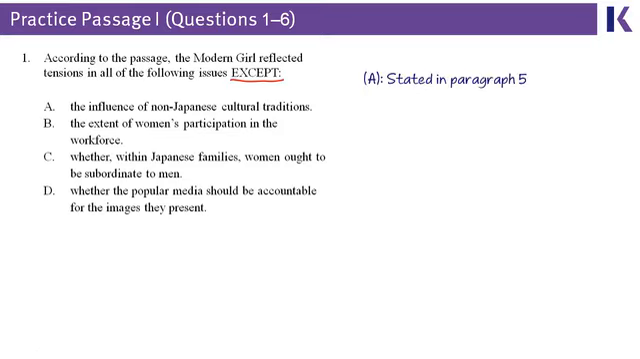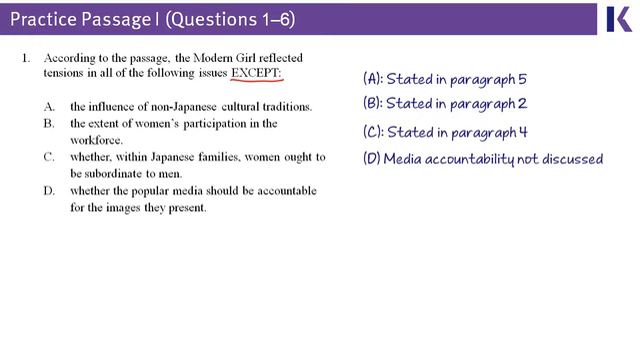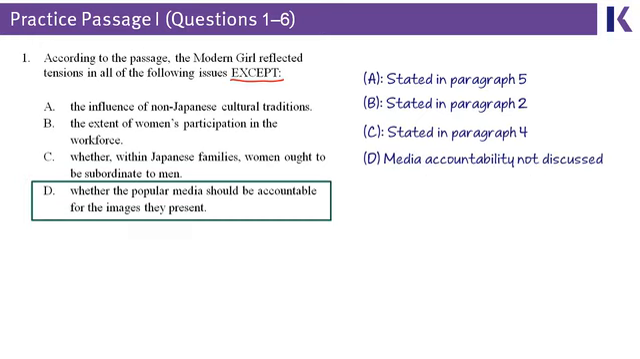Answer choice A, you can find in paragraph 5. Answer choice B is in paragraph 2. And answer choice C is stated in paragraph 4, so D is actually the only answer that works. While the media is discussed, the accountability of the media is not discussed in this passage, and that works for our answer. So again, it's not terribly difficult to reason through this question, but it takes a lot of time to look up each of these details.